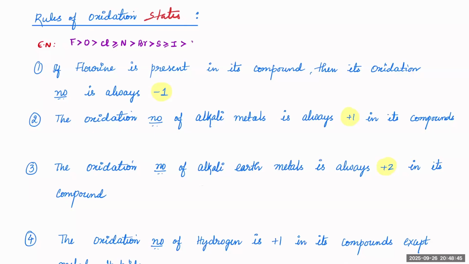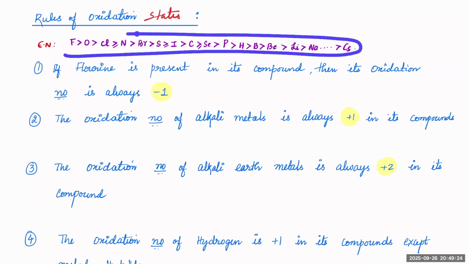And then we have carbon. In fact, we have selenium also, which is almost the same. Then we have phosphorus, which is 2.4. Then we have hydrogen. In fact, we have others also, but hydrogen is an important element that you need to remember. After hydrogen, we will have boron, then beryllium, then lithium, then sodium, and all the way up to cesium. So this is the electronegativity order that you should know.